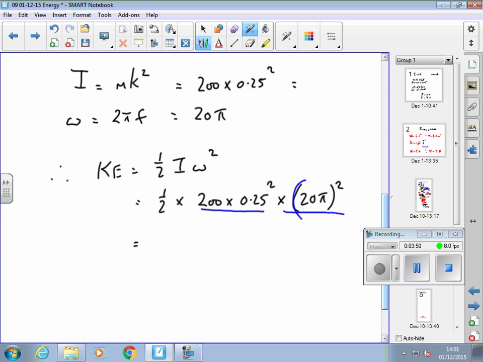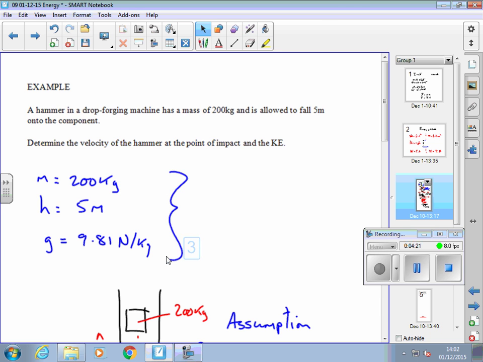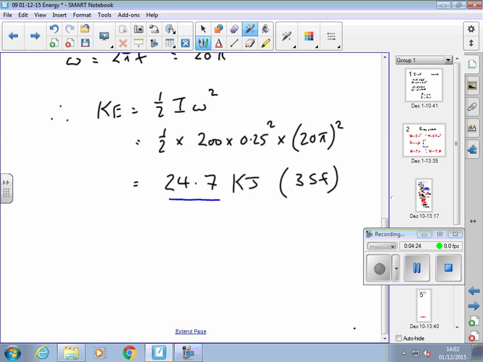Why is it important to put the bracket around this? Yeah, if I didn't put the bracket in, what would the calculator do? Yes, it would only square the pi. So the bracket is important there in that calculation. So do that calculation now and see if you agree with the answer you had already. So we get 24.7 kilojoules. Note you could have written 24,700 joules, but kilojoules is a very appropriate prefix to use in this case, and then rounded to 3 significant figures.